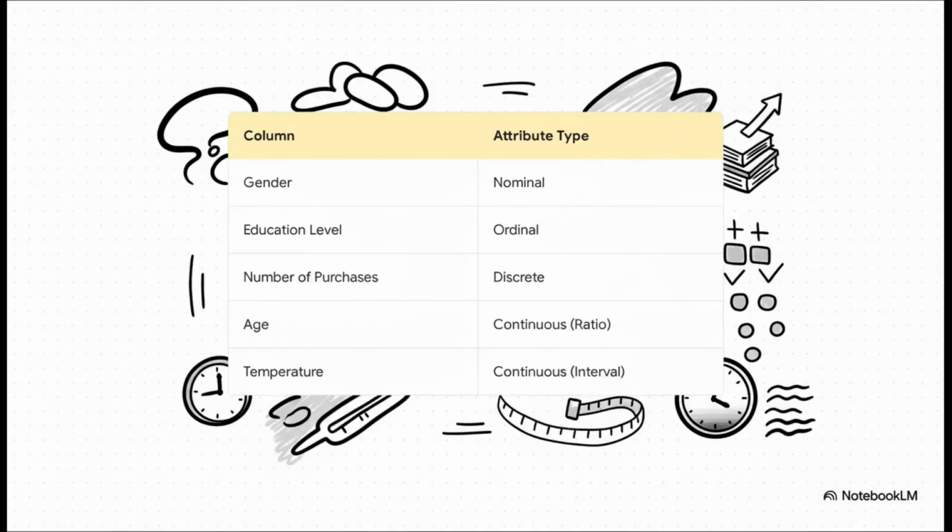So let's just put it all together with a quick example. Imagine we have this simple data set. Now we can go through it column by column. Gender, that's just a name, so it's nominal. Education level, there's a clear order to it, so that's ordinal. Number of purchases, well, you count that, so it's discrete. And age or temperature, you measure those on a scale, making them continuous. See? This simple little exercise is the absolute first thing you should do with any new data.